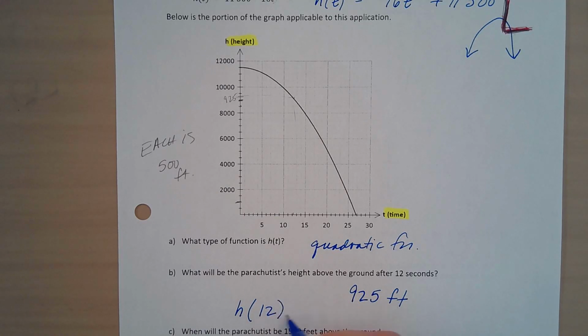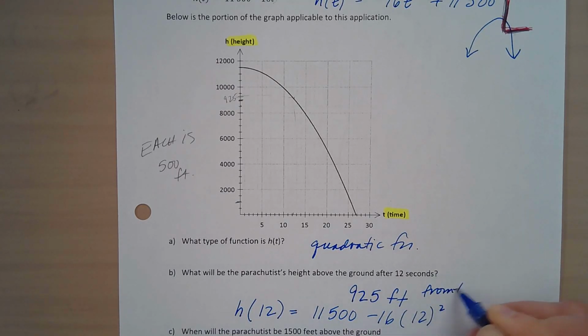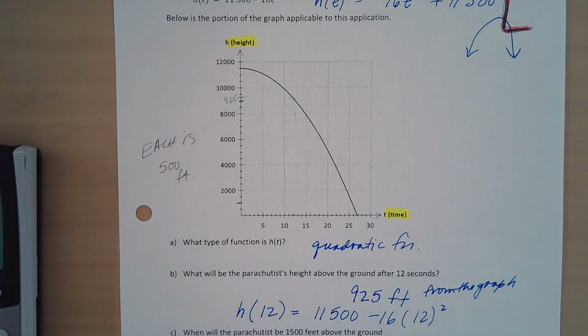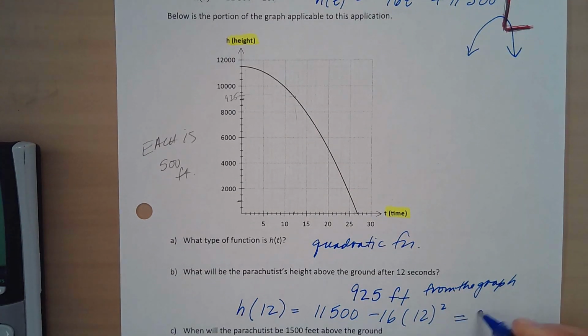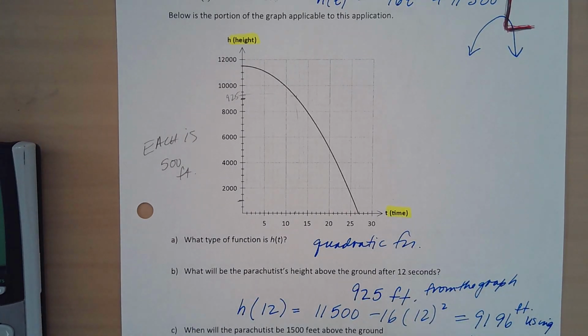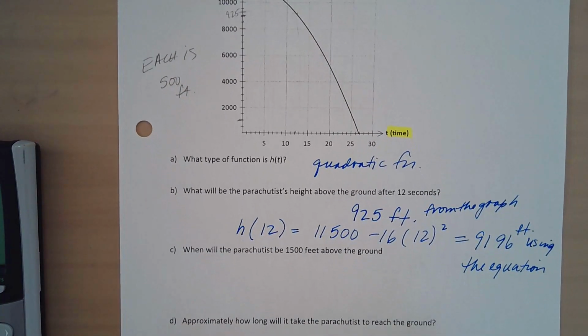H at 12 equals, let's see, from the graph. Okay, so if I have my calculator, let's do the calculator, and Eduardo already did that for us. 11,500 minus 16 times 12 squared, 9196 using the equation. That's what, again, algebra is always way more precise than reading from a graph, right?